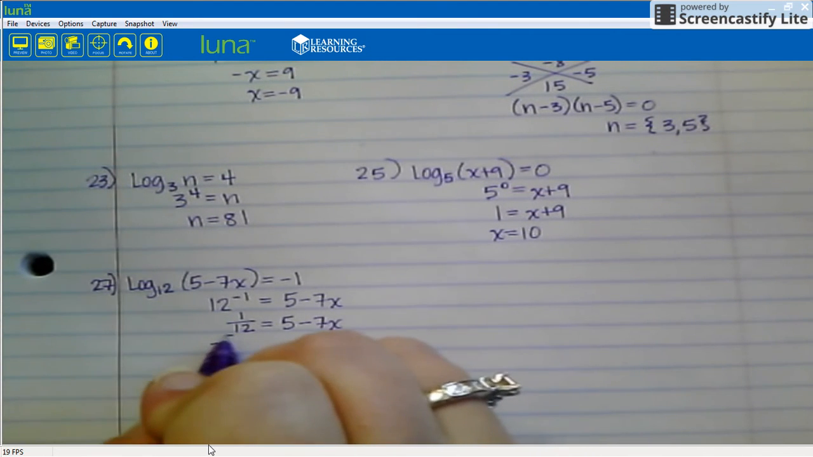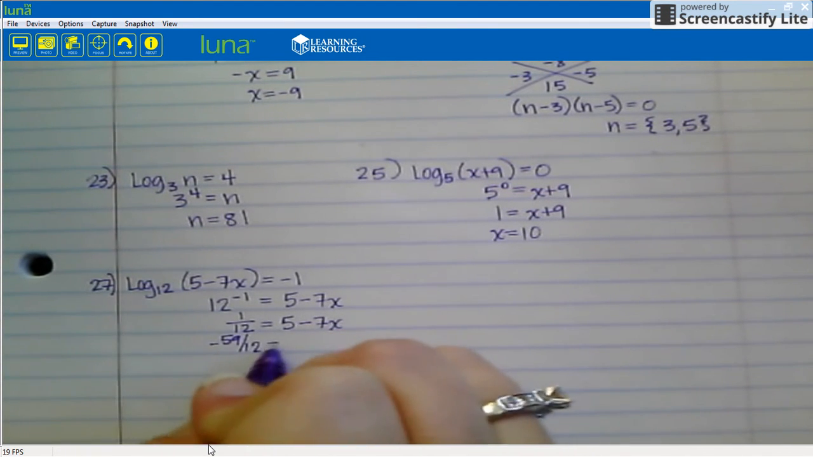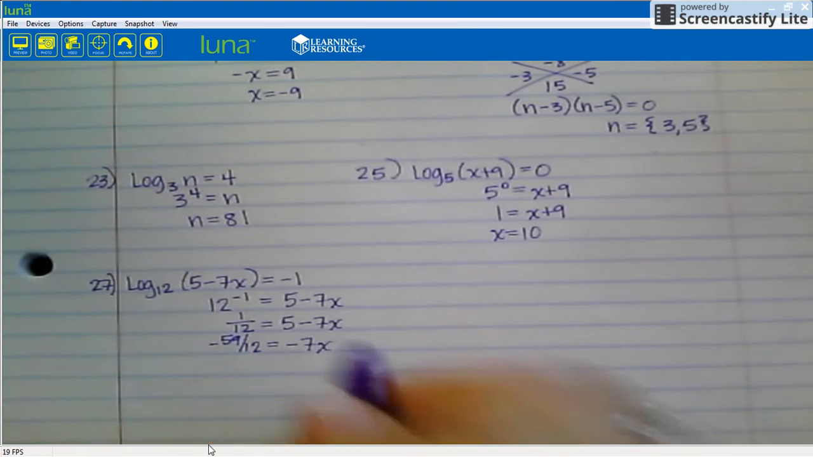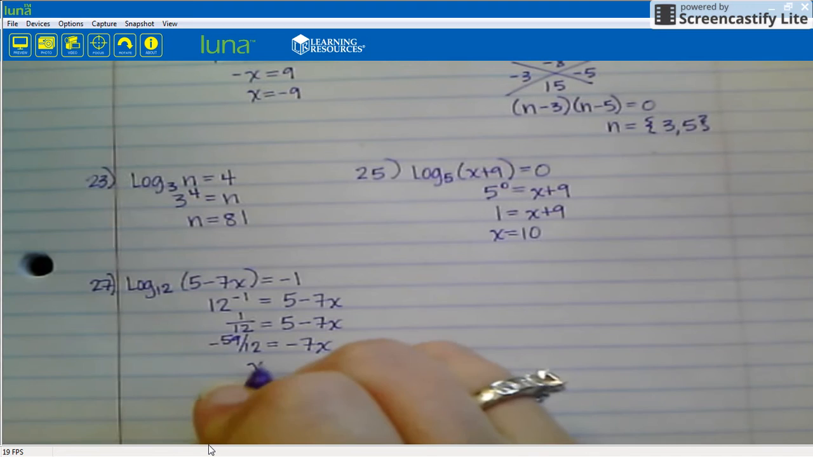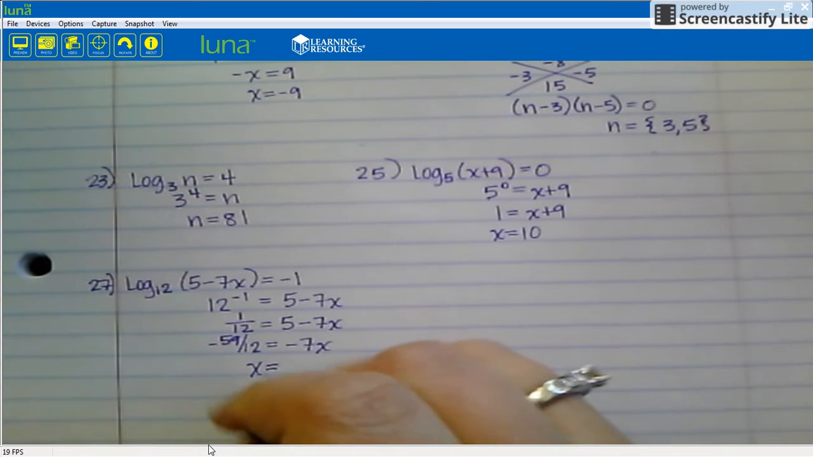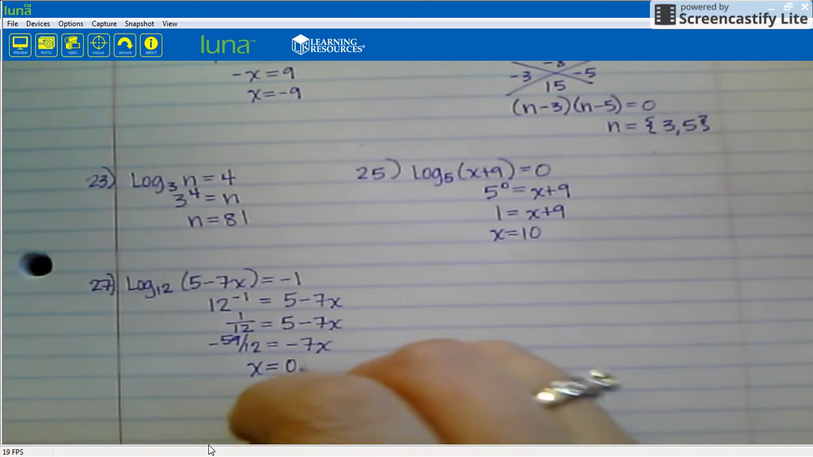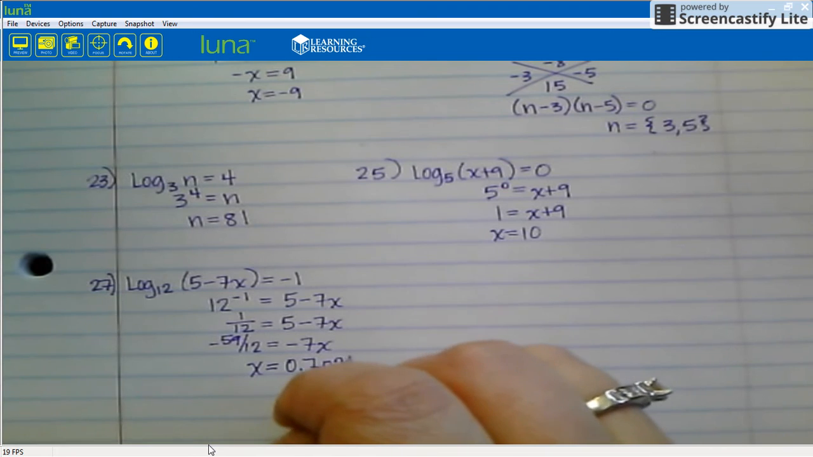This becomes negative 59 over 12 is equal to negative 7x. And then I'm going to divide both sides by negative 7. And this will give me x is equal to, it ends up being 59 over 84. But we're going to round it off. So x is going to be equal to 0.7024.